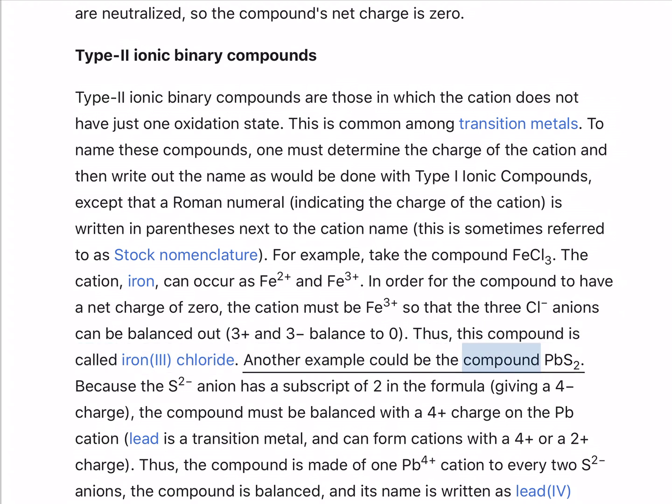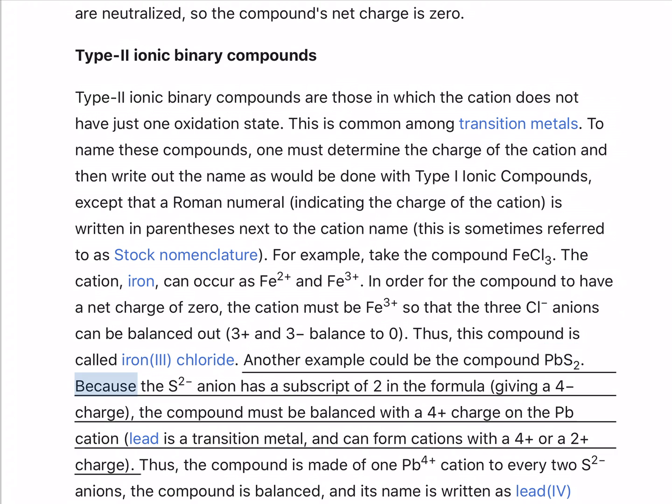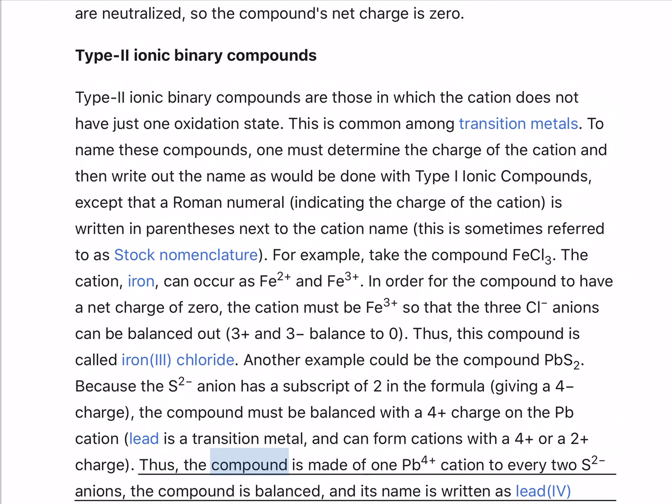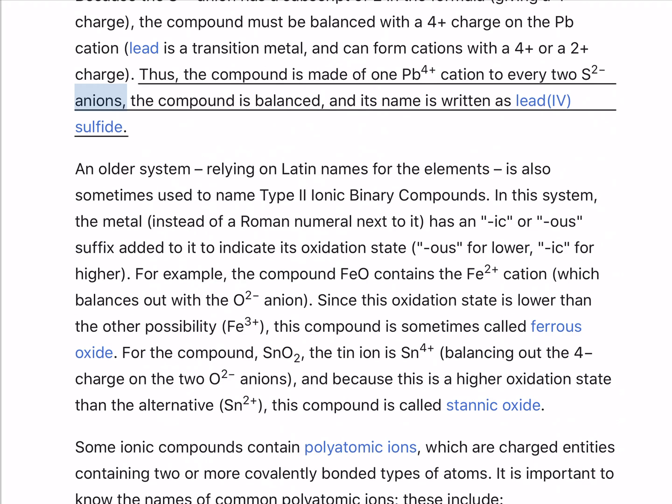Another example could be the compound PbS2. Because the S2 anion has a subscript of 2 in the formula, giving a 4− charge, the compound must be balanced with a 4+ charge on the Pb cation. Lead is a transition metal, and can form cations with a 4+ or a 2+ charge. Thus, the compound is made of 1 Pb4+ cation to every 2 S2− anions. The compound is balanced, and its name is written as lead(IV) sulfide.